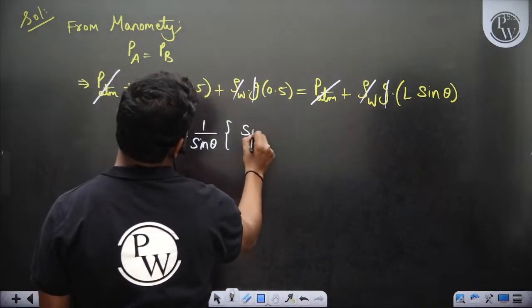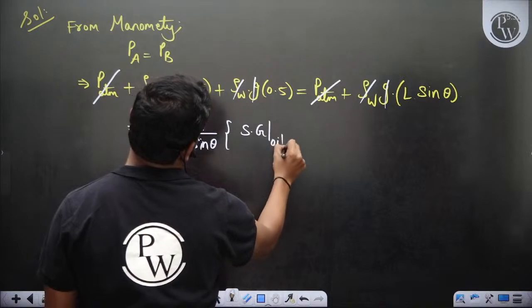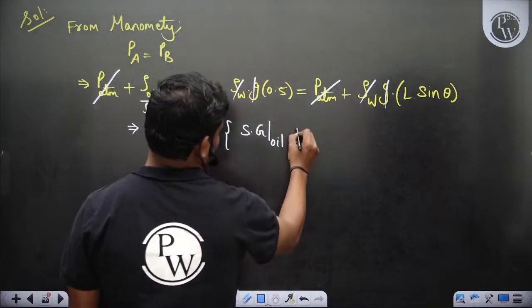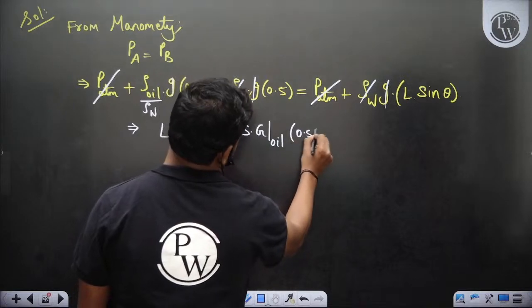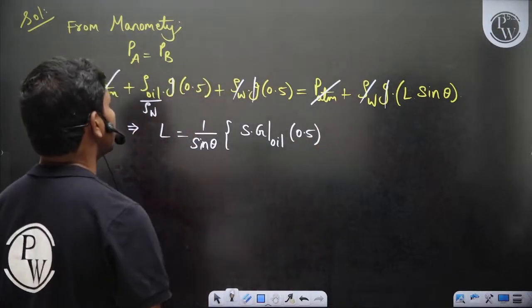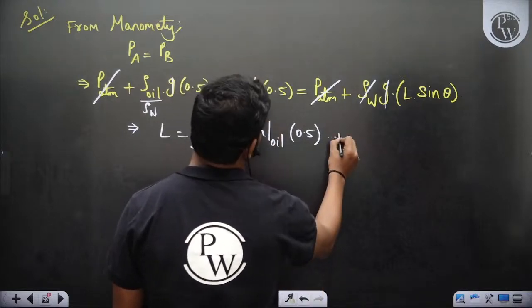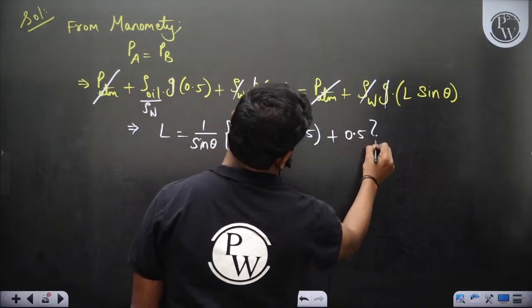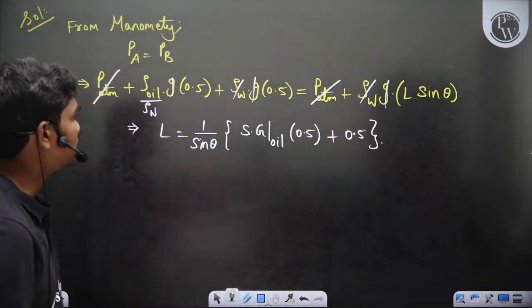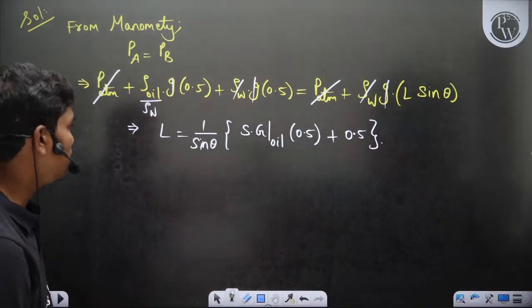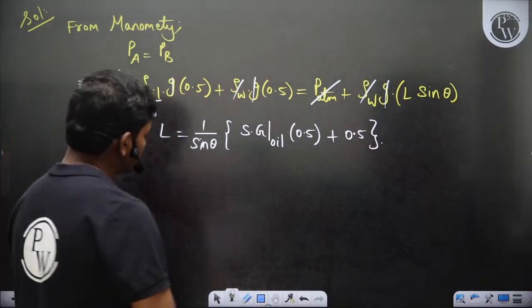So specific gravity of the oil into 0.5 plus 0.5. That's all. Okay, correct now? This is what you have. So 0.5 times of 1 plus specific gravity of the oil by sine theta. That's all. Okay, so let's calculate.